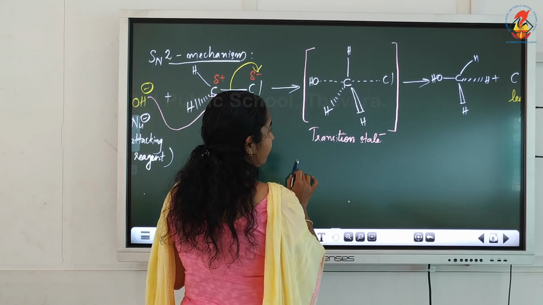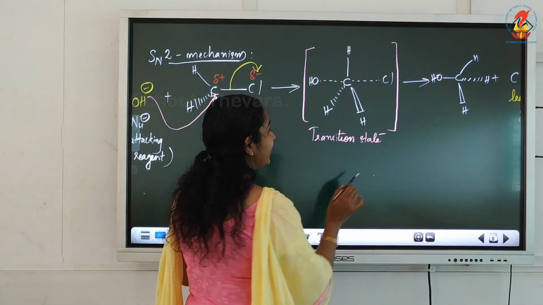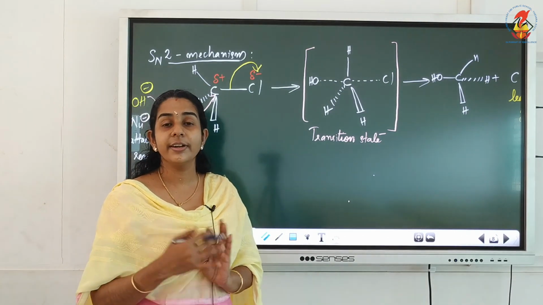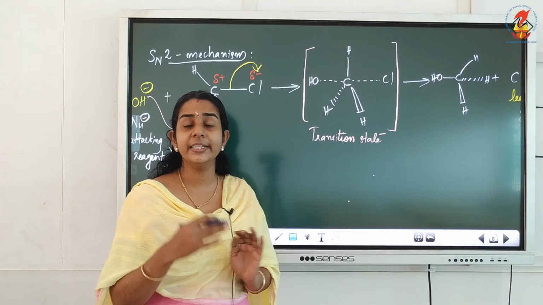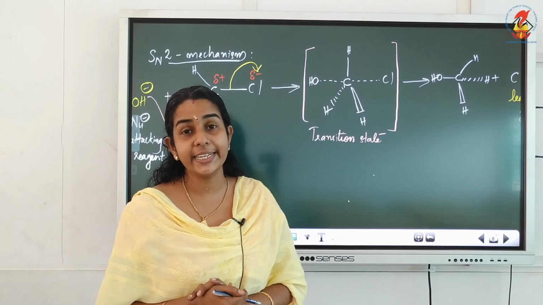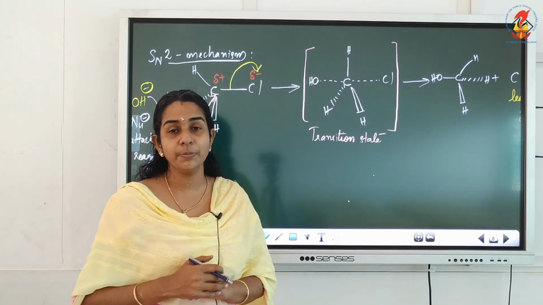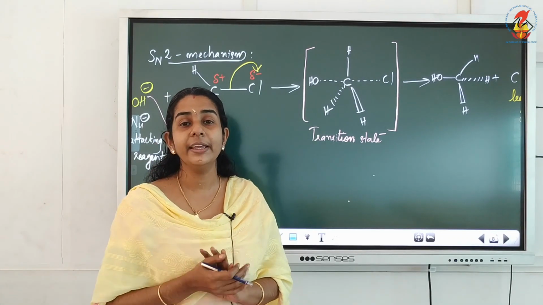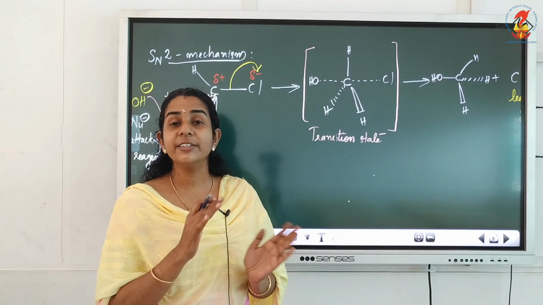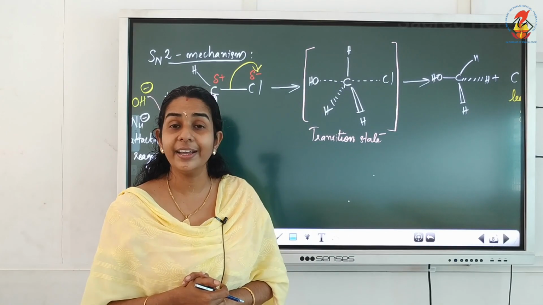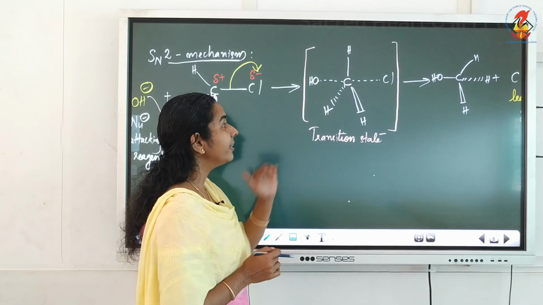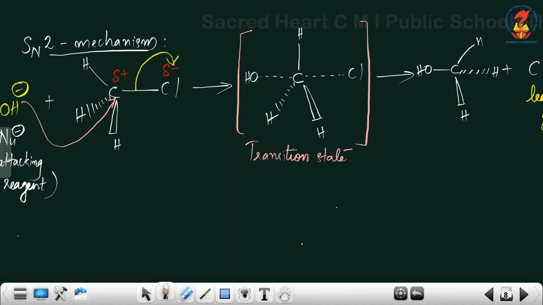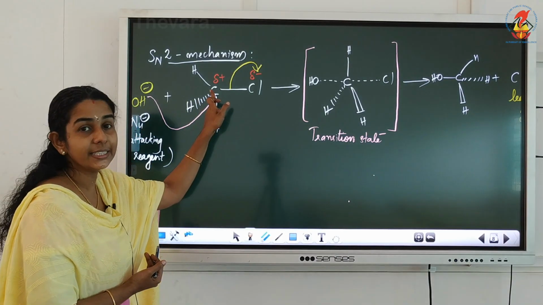Now here, before we get the product, first we get a transition state. A transition state is highly unstable. What is the difference between a transition state and an intermediate? An intermediate we can isolate, but a transition state we cannot isolate, it will be highly unstable. So in the transition state, what we can see is carbon with all the 3 hydrogen atoms in 3 different planes. Here the OH minus is actually attacking from the back side of the leaving group.